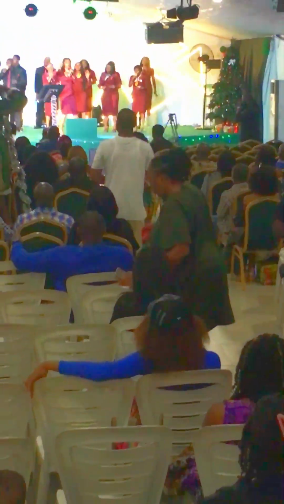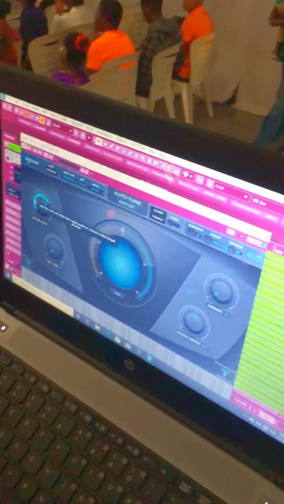This is the concert they had over here, and the live sound was superb. I ran auto-tune on the lead vocal only and some other live plugins.